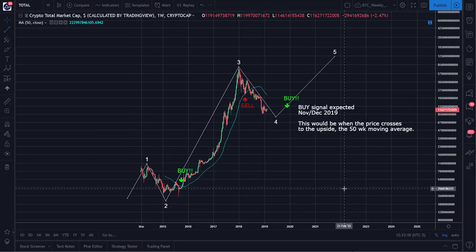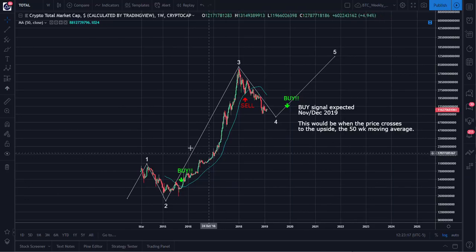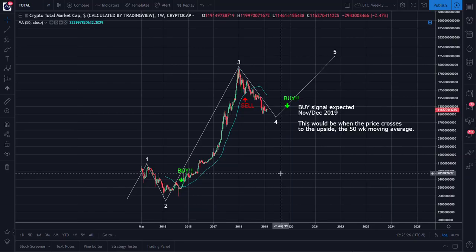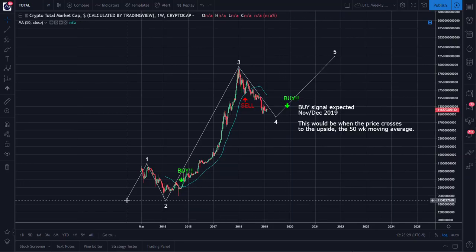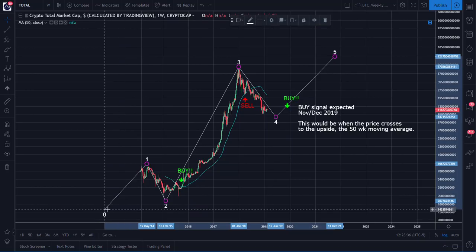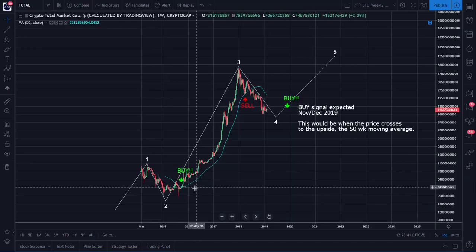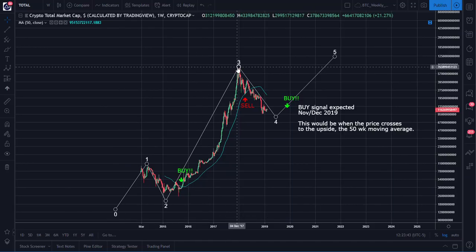So I was asked by a subscriber to do an analysis of total market cap. To get this value, you just type in total in TradingView. I'm using a semi-log chart setting. And I'm bringing the start of wave 1 back earlier because this chart doesn't do any justice, because we know that it was far into 2011 or so. So for the sake of simplicity, we'll just do 1, 2, 3.